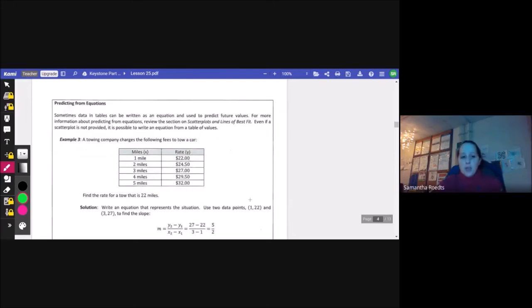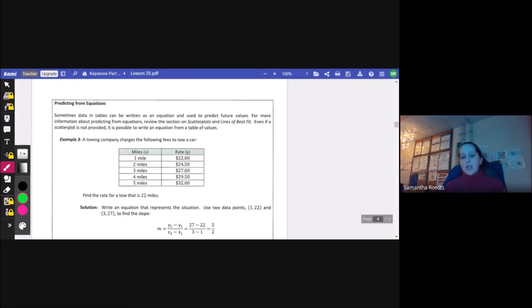You can also predict from equations. Sometimes data and tables can be written as an equation and used to predict future values. For more information about predicting from equations, review the section on scatter plots and lines of best fit. Even if a scatter plot is not provided, it is possible to write an equation from a table of data.